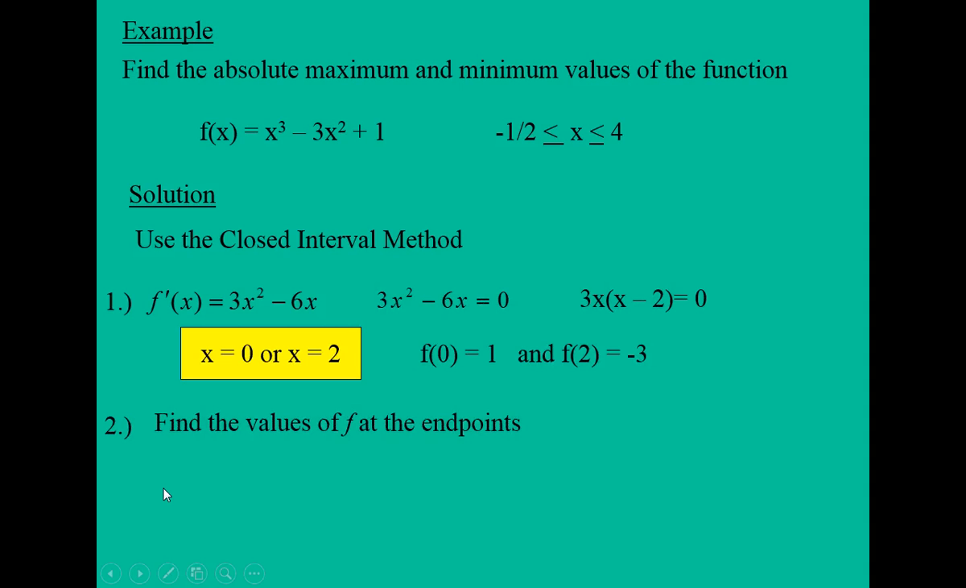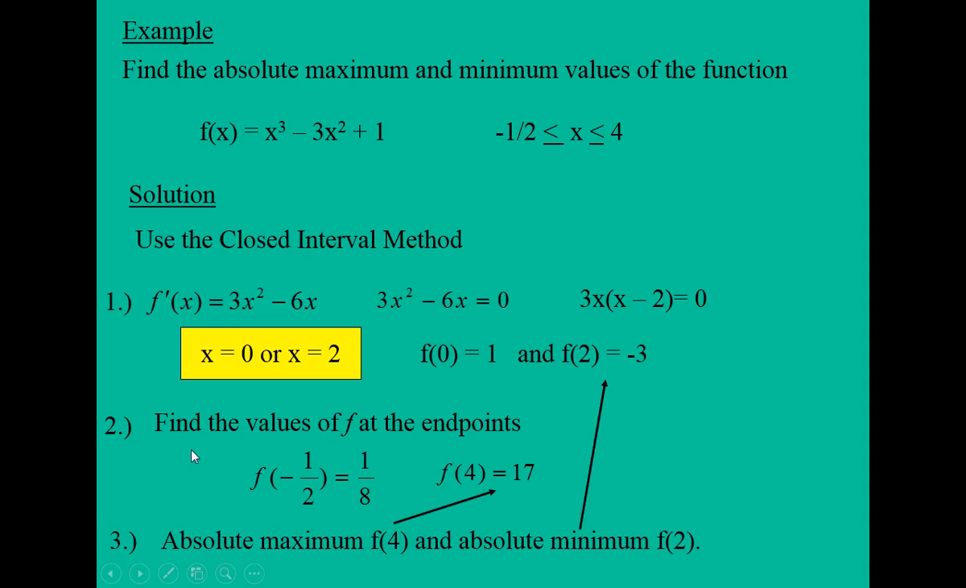So here we found our critical numbers. There are our endpoints. And then we found our absolute maximum and our absolute minimum values.